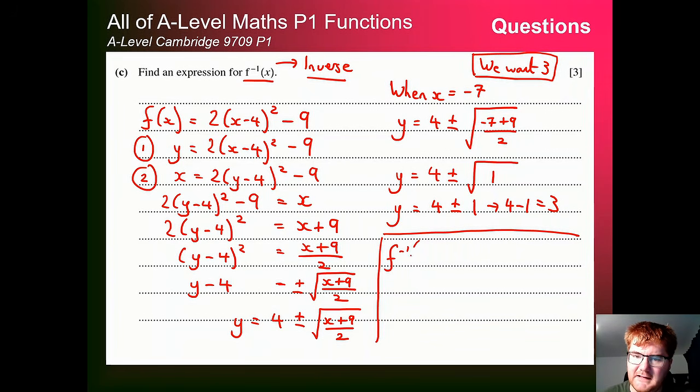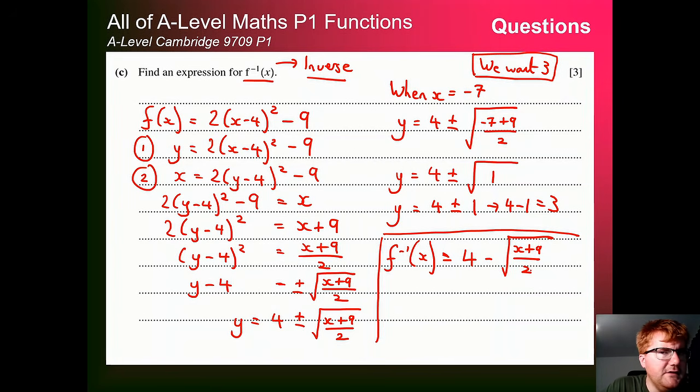So to write our final answer here, and you can write this straight away if you recognize this, 4 minus the square root of (x plus 9) over 2. So I do like these paper 1 style questions on functions. They're really just testing your understanding, not just rote learning, but also, okay, how does this feed into the idea of domain and range, input and output?